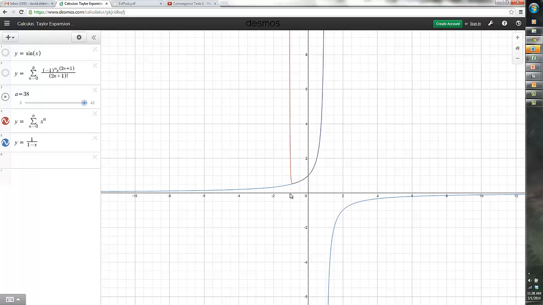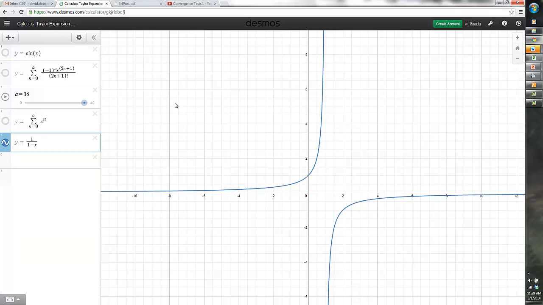Here, we seem to be just between -1 and +1. So the interval of convergence for this Taylor series is from -1 to +1. We'd say that the radius of convergence was 1. For sine, the interval of convergence is all real numbers.